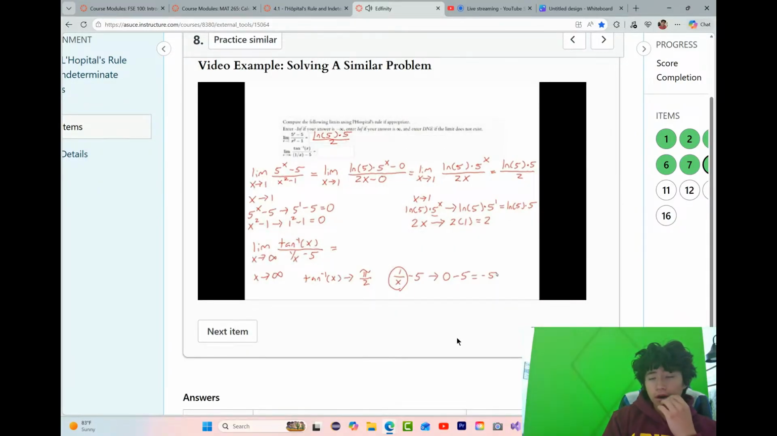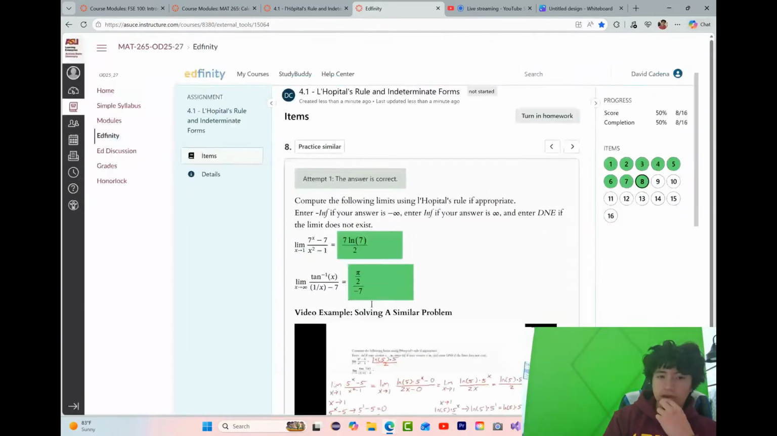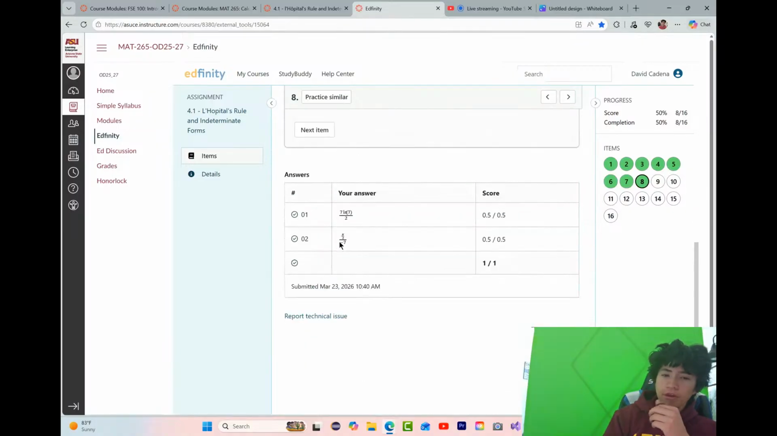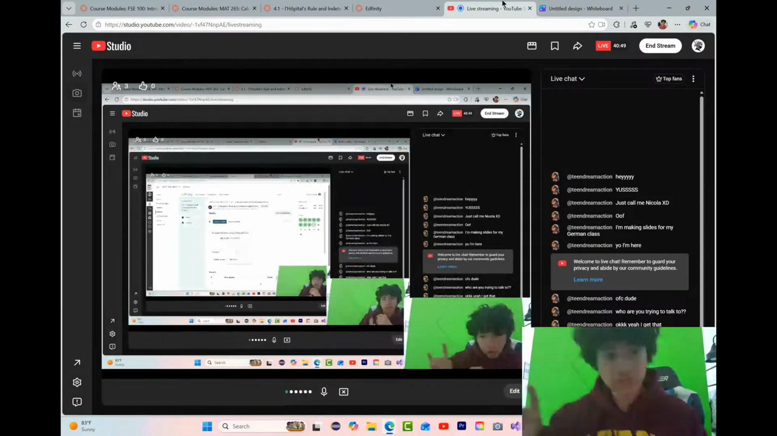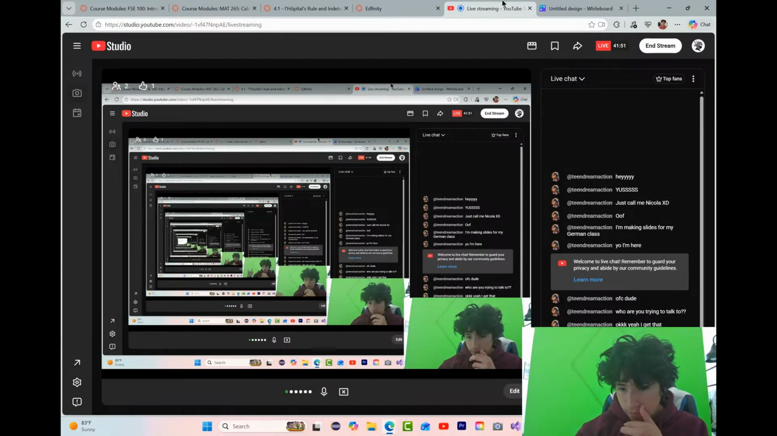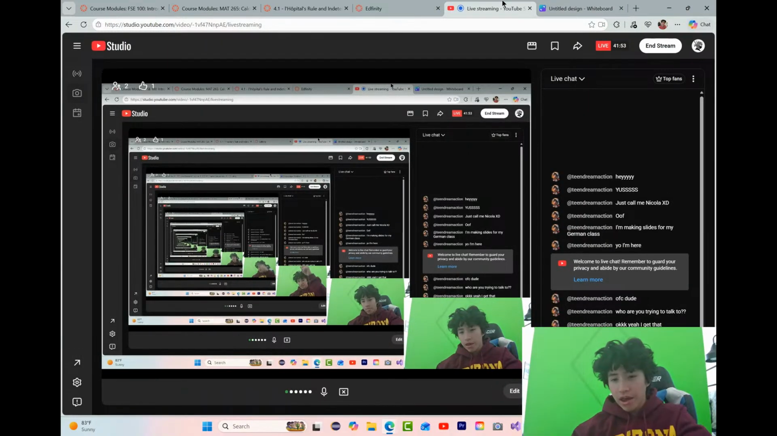Right. Yes, that's right. If we had an indeterminate form, you would have to apply L'Hopital's rule again, but we don't. So that's good.